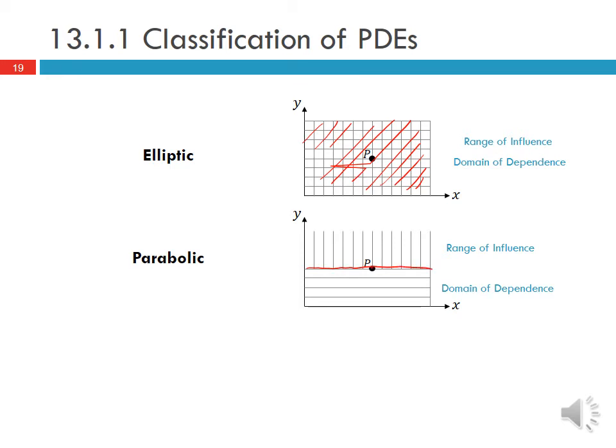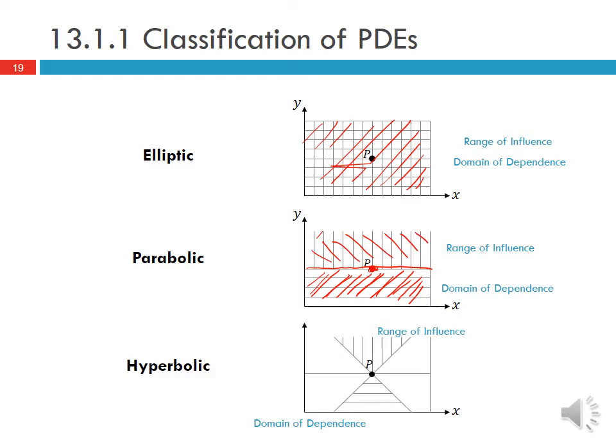So where the point P is, this is the domain of dependence. So the solution at P depends on everything in the domain of dependence, and the solution at P influences everything in the range of influence. And hyperbolic PDEs have these two distinct characteristic paths. So the solution at P depends on everything in the domain of dependence like this, and the solution at P influences everything in the range of influence, like this.